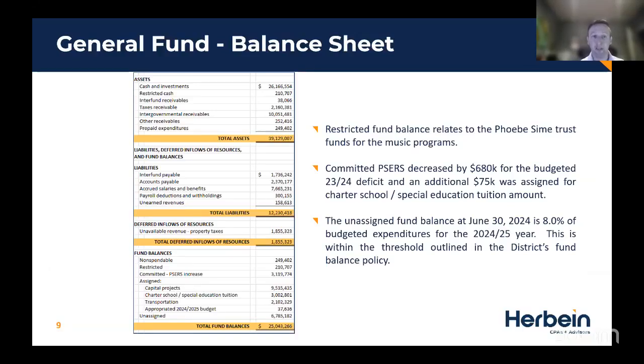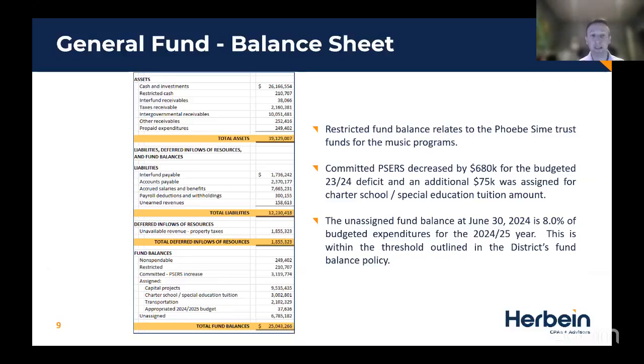There's also committed funds of $3.1 million. That was reduced during the year from what was presented at the prior year end balance by $680,000, which was the budgeted deficit for the year. So that budgeted deficit was the intended use of those committed PSERS funds. And the only other change within the assigned fund categories from the prior year was an additional $75,000 that was assigned for charter school and special education tuition.